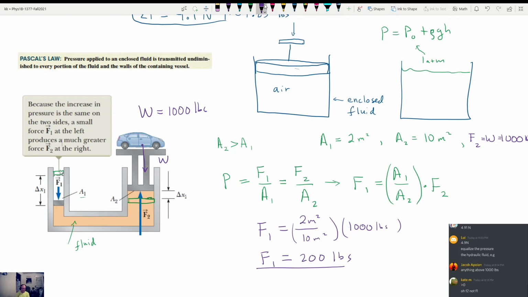What that would mean is that I personally could stand on the left-hand side of this, and it would lift a car up, basically. Or it would lift a car of 1,000 pounds up, assuming that we give it these parameters, right? So that's pretty powerful, right? We call that mechanical advantage.